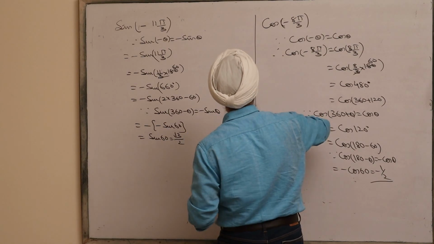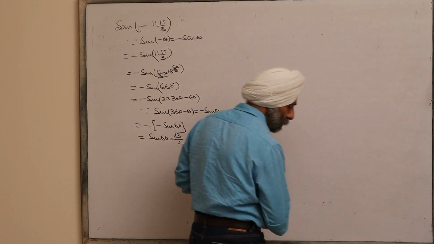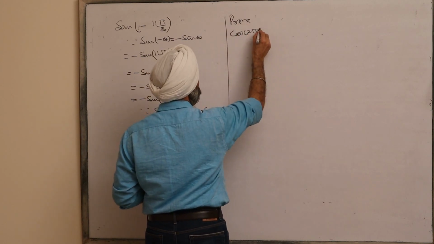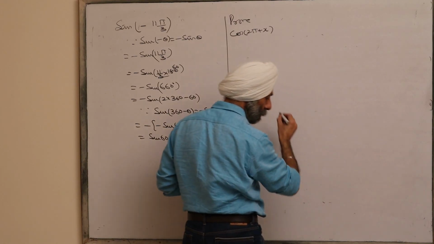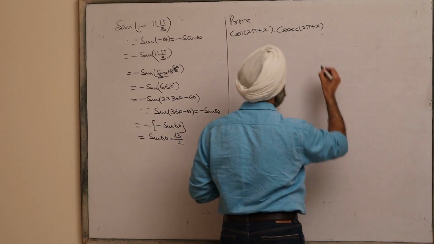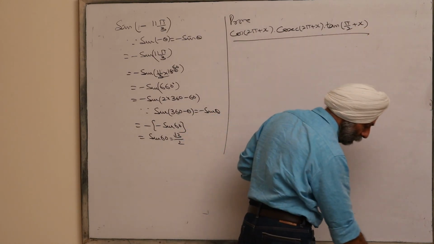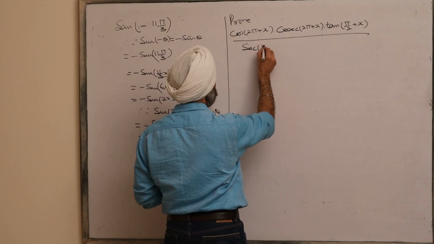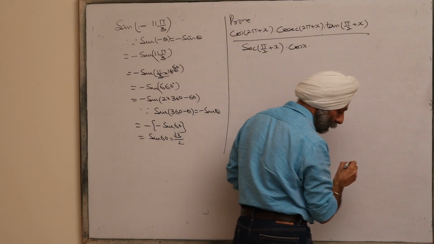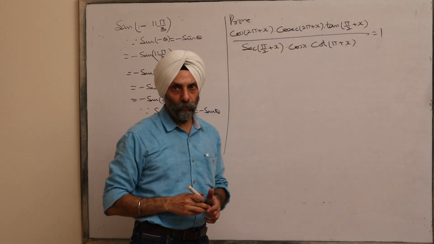Now for example, the next one is, we have to prove that cos of 2 pi plus x into cosecant of 2 pi plus x into tan of 90 plus x upon secant of pi by 2 plus x into cos x into cot of pi plus x, and we have to show that this is equal to 1.